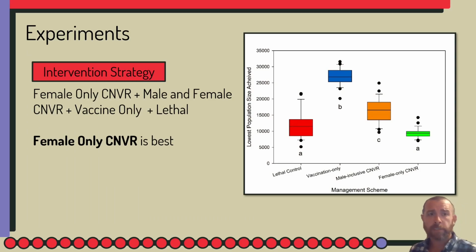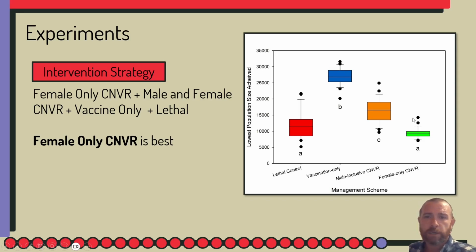When we compare the apples to apples interventions, where we're doing the same amount of dogs per month, the same interventions and same selection criteria, female-only CNVR is best. We think that CNVR is best not only because, you can see these box plots are very wide. There tends to be a pretty big variation in the outcomes that we see with lethal control, whereas we're pretty much always down in this low range for female-only CNVR.